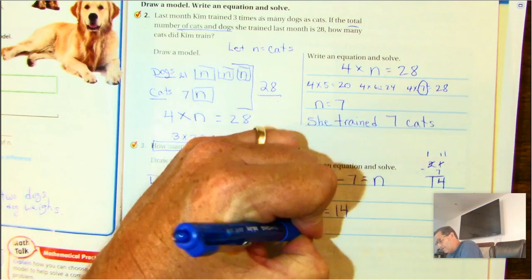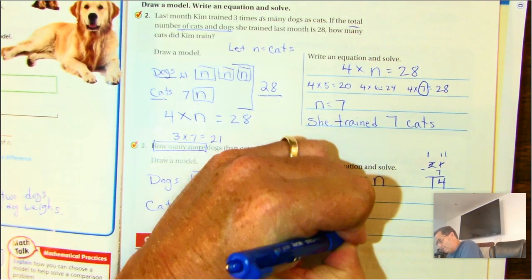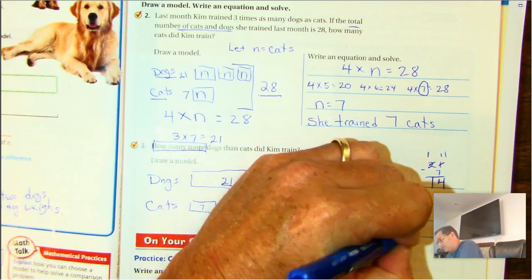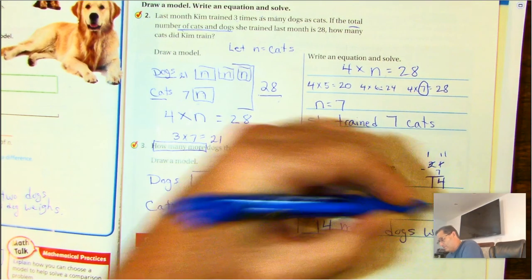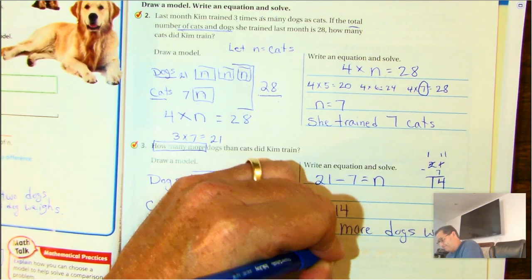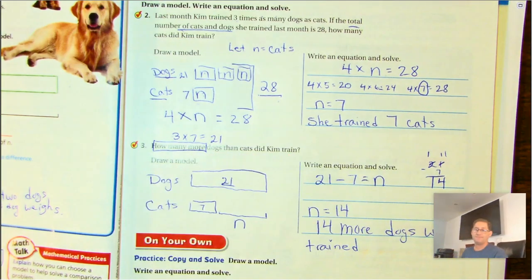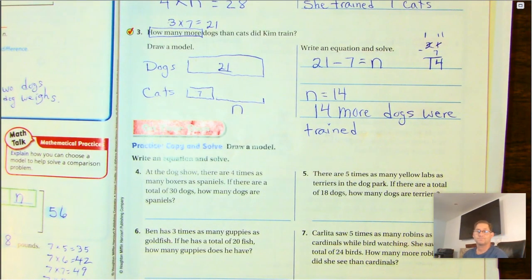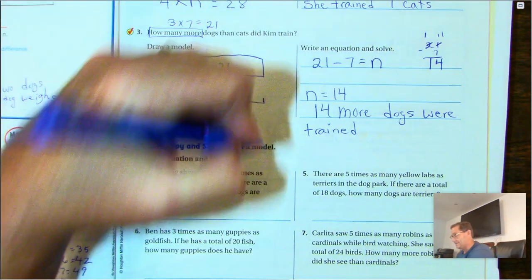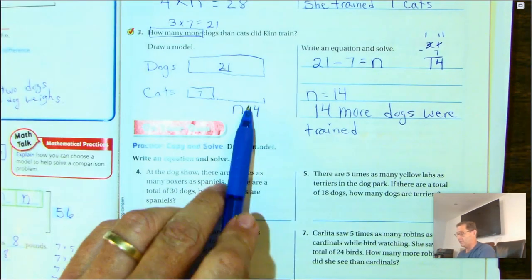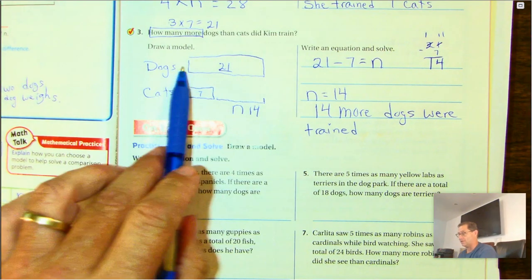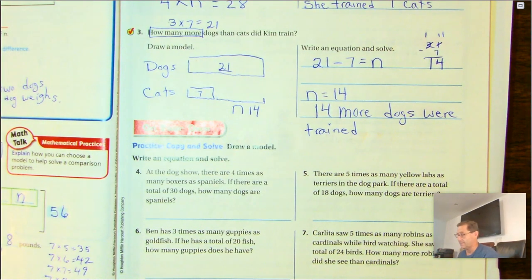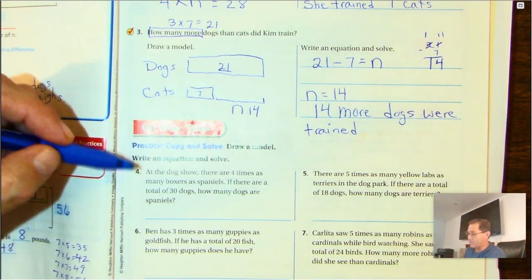14. So 14 more dogs were trained. Okay. Would that make sense to have 14 here? Well, if I go 14 plus 7, I have 21, and the boxes would be the same. So that's correct. Number 4, write an equation and solve.